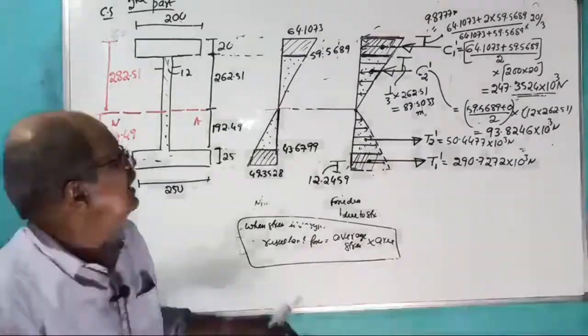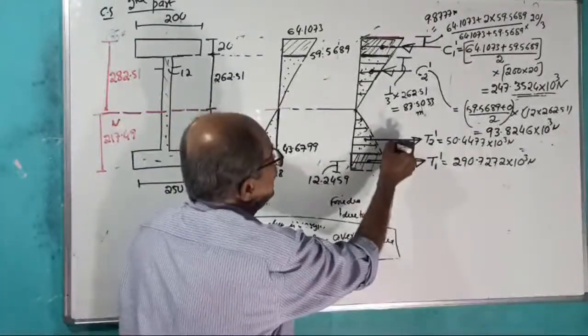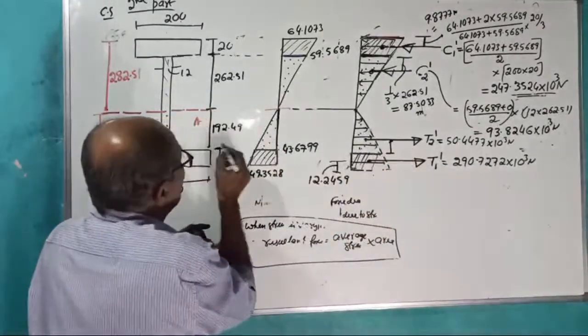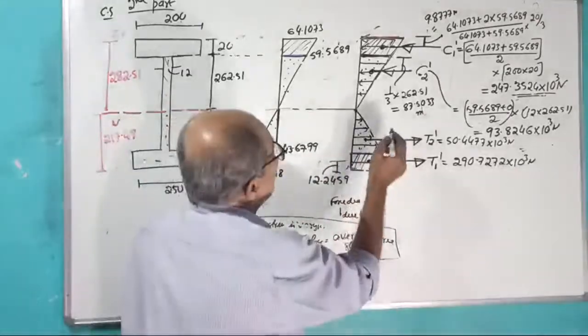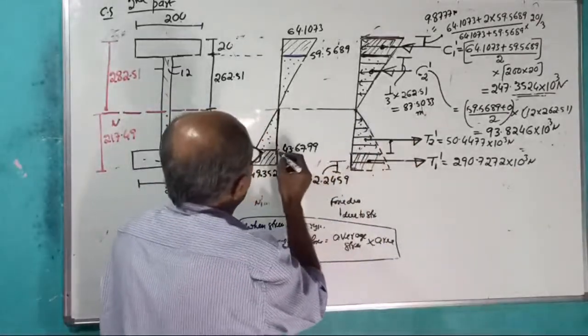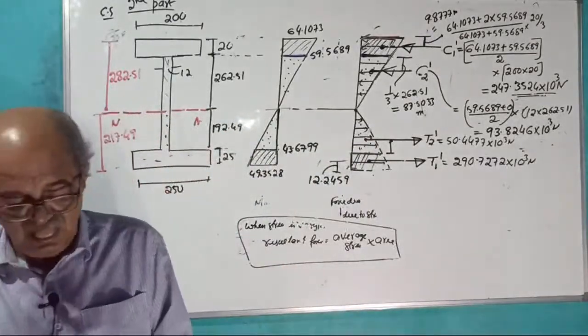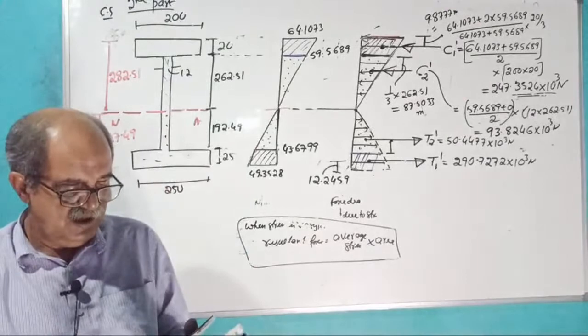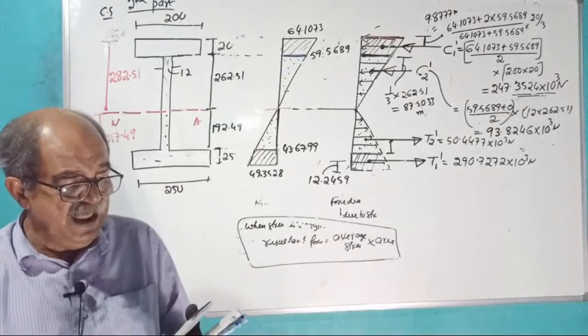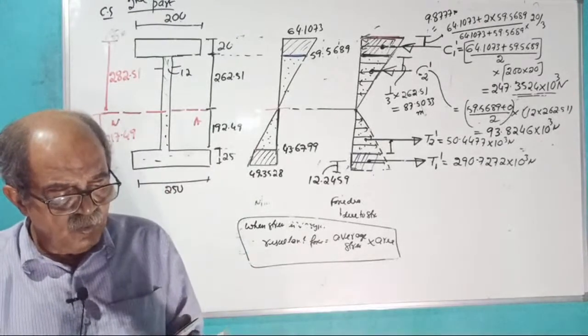And now, this distance from here will be 1/3 of 192.49. That will be 64.1633.